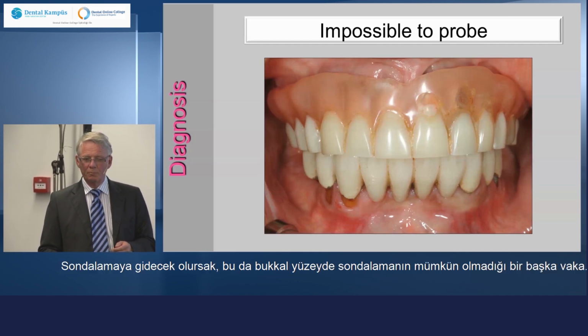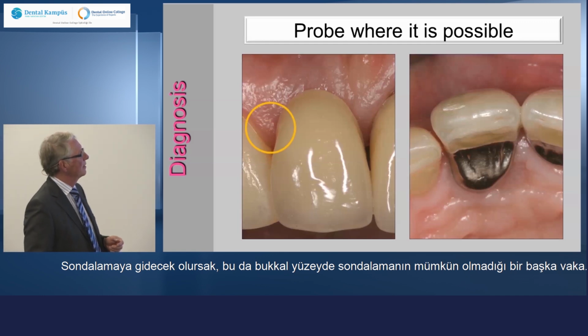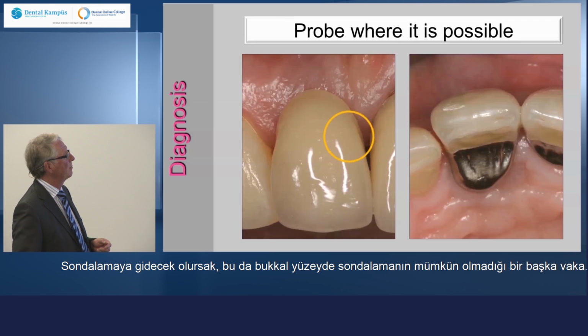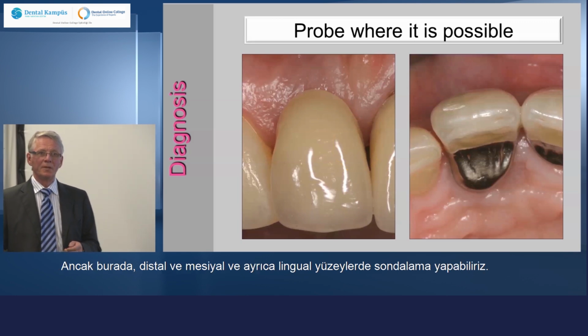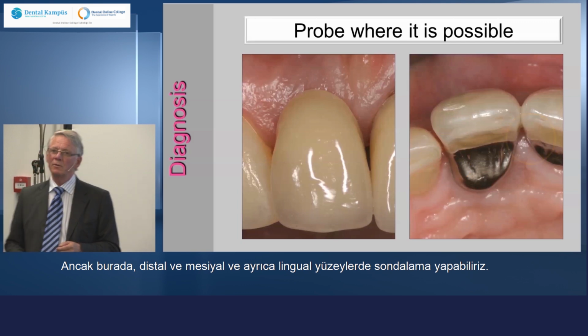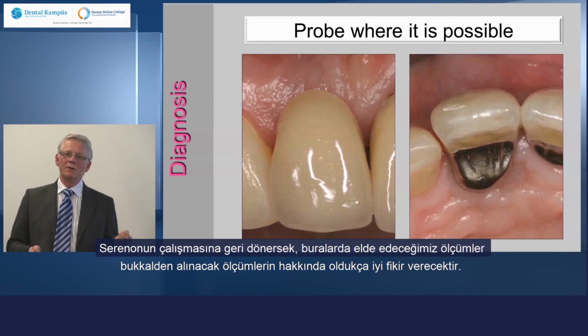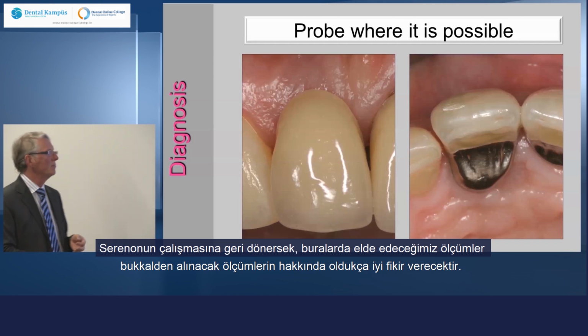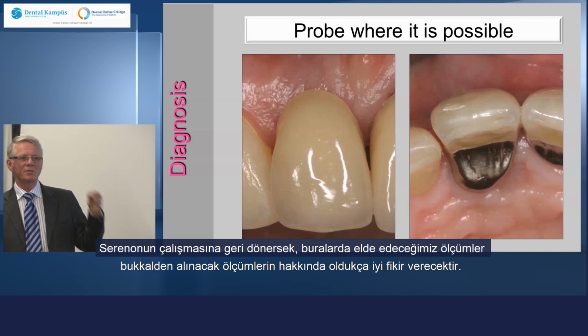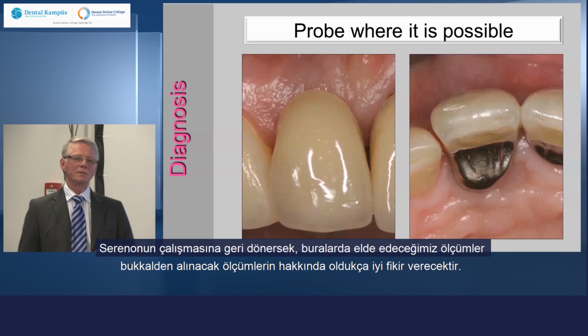If we go to probing, this is another case where it is not possible to probe on the buccal surface at all. But of course we can now probe here on the mesial and distal surfaces and also on the lingual surfaces. And going back to the study by Serino, then we know that those measurements that we are taking here would be fairly representative of any buccal measurements we would be able to take on this implant.